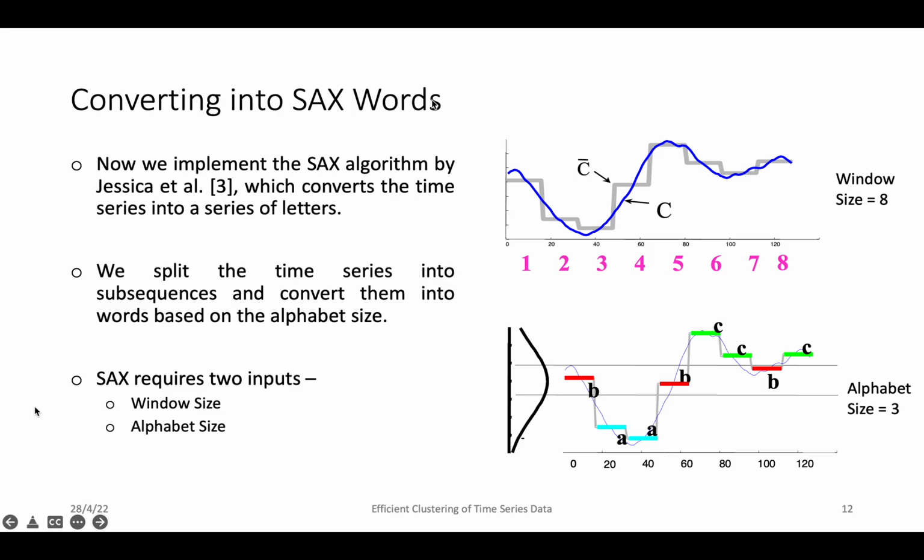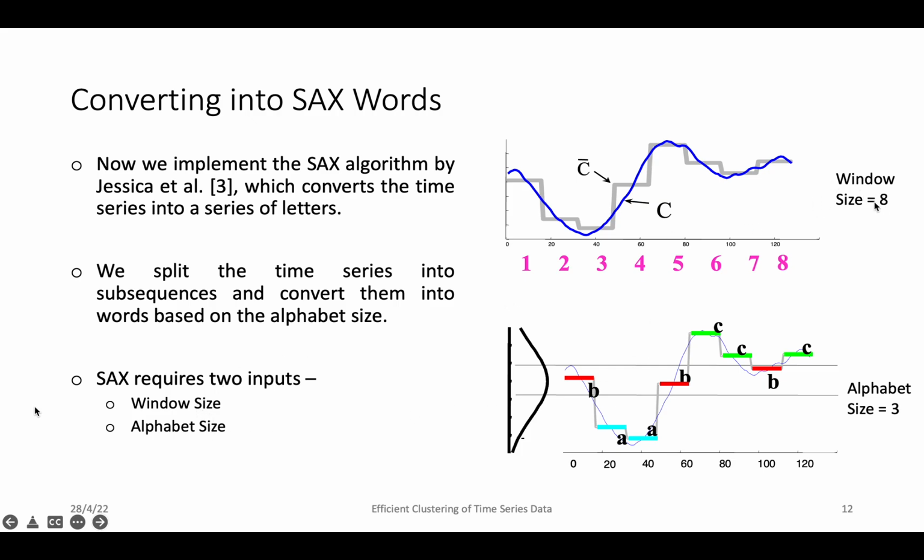Now we convert those time series into SAX words. SAX is an algorithm which stands for symbolic approximation. It converts the time series into a series of letters. We split the time series into subsequences and convert them into words based on the alphabet size. So it takes two parameters.